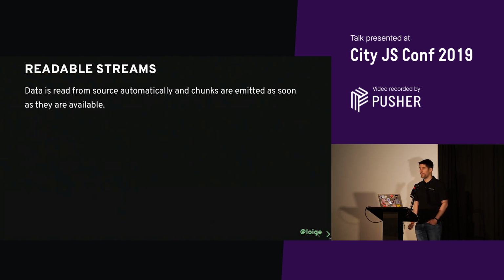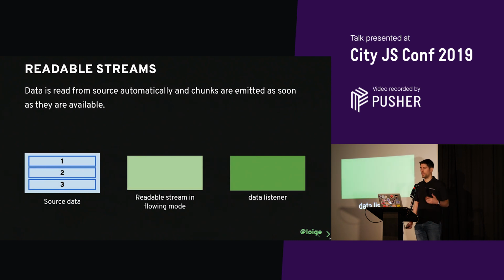So a readable stream in flowing mode more or less looks like this. You have these three elements. The first one represents your actual source of data. Let's say it's on a drive with a file system. Then you have this instance in Node.js that represents the stream, helps you to load the data from this file.